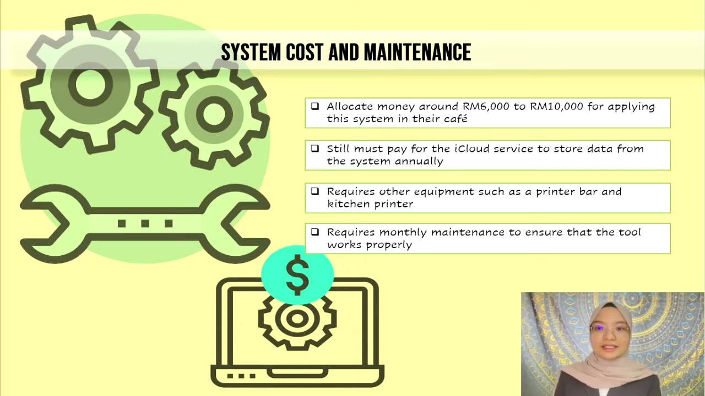Apart from that, this system requires other equipment such as a printer bar, and then a kitchen printer, and so on. And then all those equipment need maintenance, which is monthly maintenance, to make sure it works and runs smoothly during the business operation. So that's all for my part. We're going to continue with the next presenter.